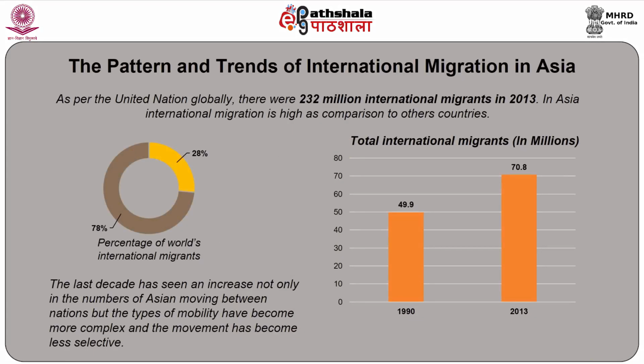It accounts for some 28% of the world's international migrants. As per the United Nations, globally there were 232 million international migrants in 2013. In Asia, international migration is high as compared to other regions. In Asia, total international migrant stock was 49.9 million in 1990, and this increased to 70.8 million in 2013. The last decade has seen an increase not only in the number of Asians moving between nations, but the types of mobility have become more complex and the movement has become less selective.